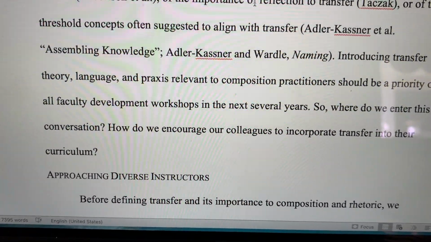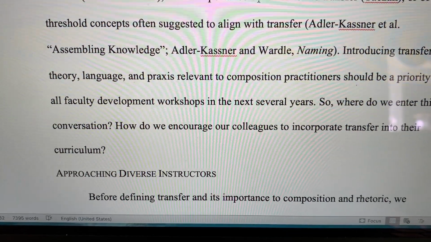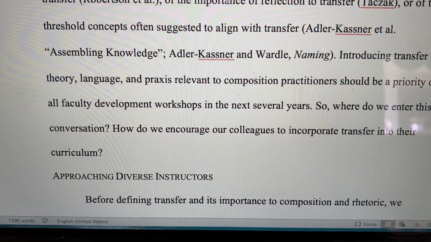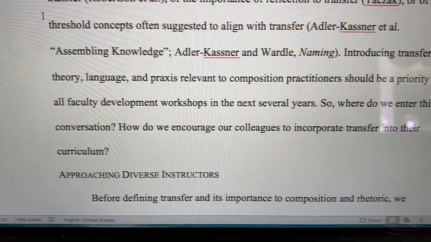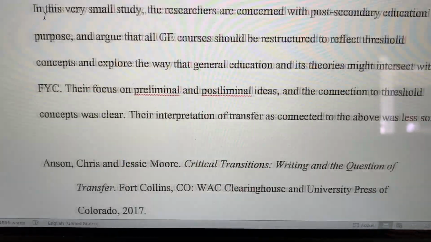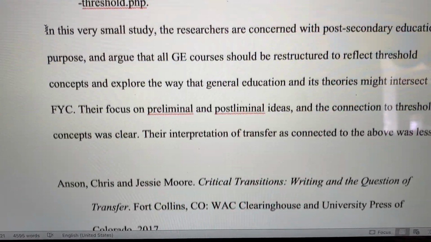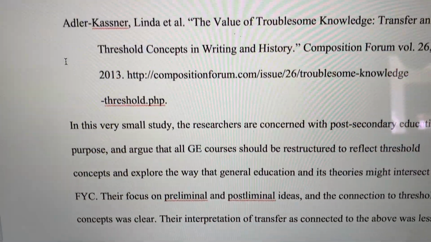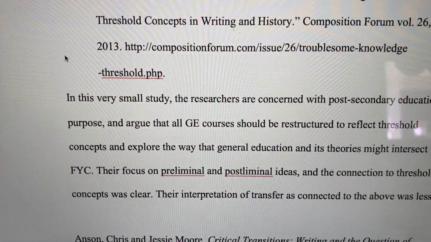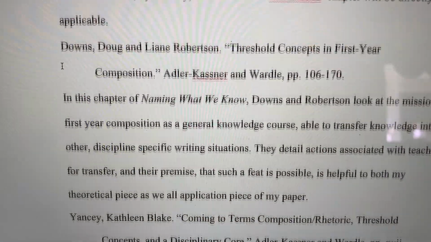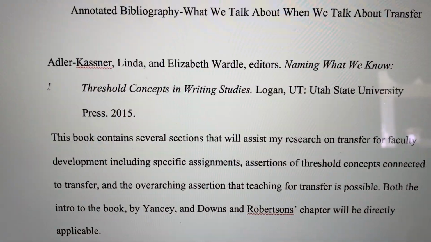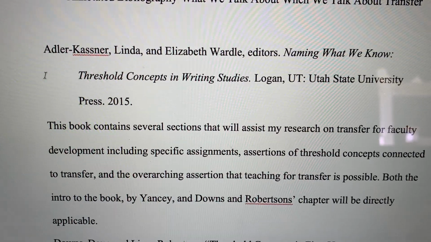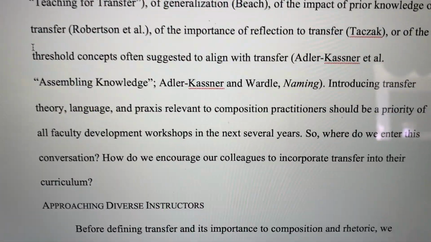Adler Kastner et al., Assembling Knowledge was that second major piece. If we look, I'm gonna make this behave itself. That's the wrong thing. There we go. Adler Kastner et al. right here. Okay, and then above that was Adler, Kastner, and Wardle, Naming. And that's how I distinguished them.